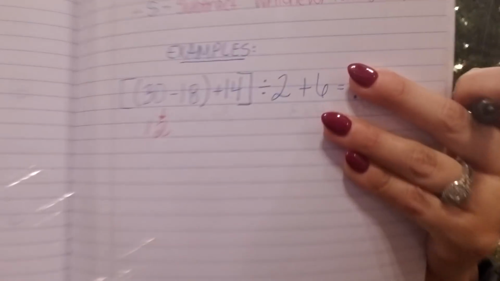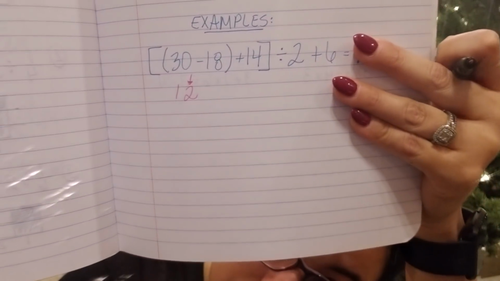Okay, so 30 minus 18. 18 can be broken up into 10 and 8. So 30 minus 10 would give me 20, and then 20 minus 8 would give me 12. Okay, so right there, I'm going to write a 12, right underneath that little arrow that I just wrote down, just like that. Okay, is that clear to you?